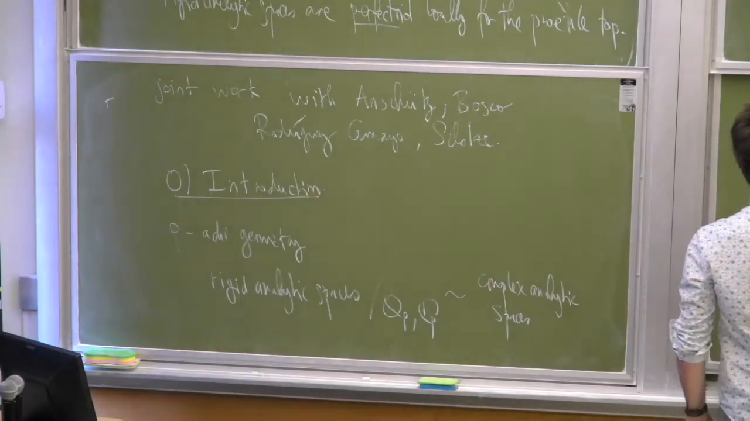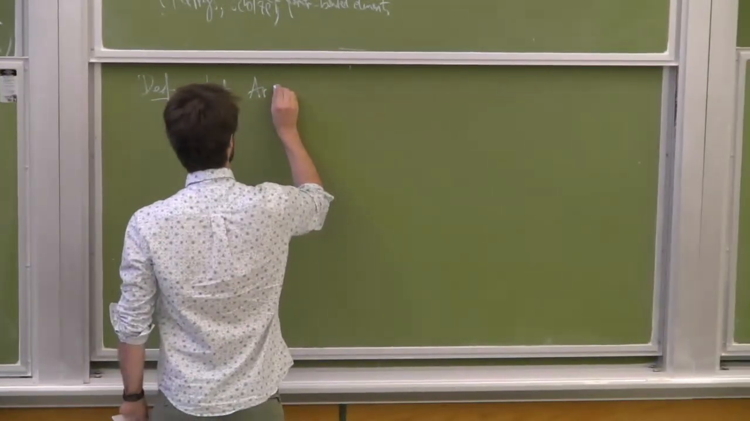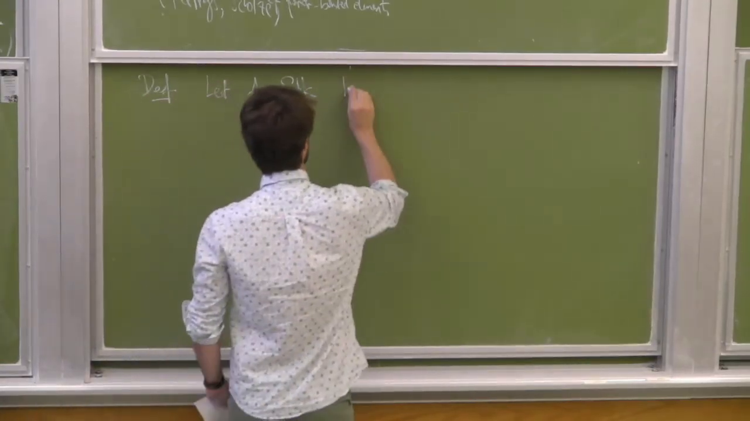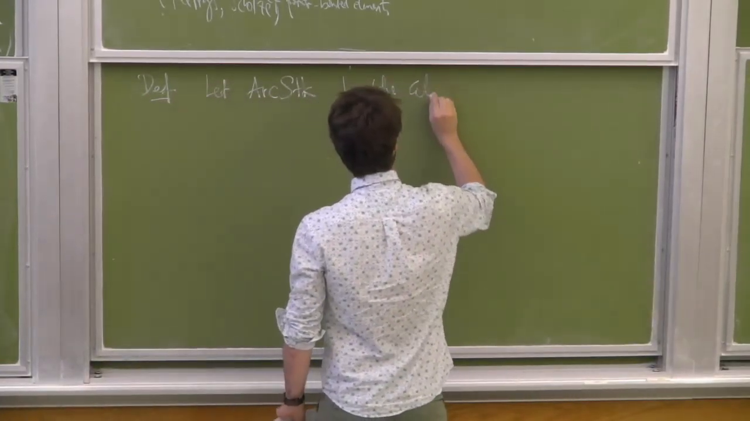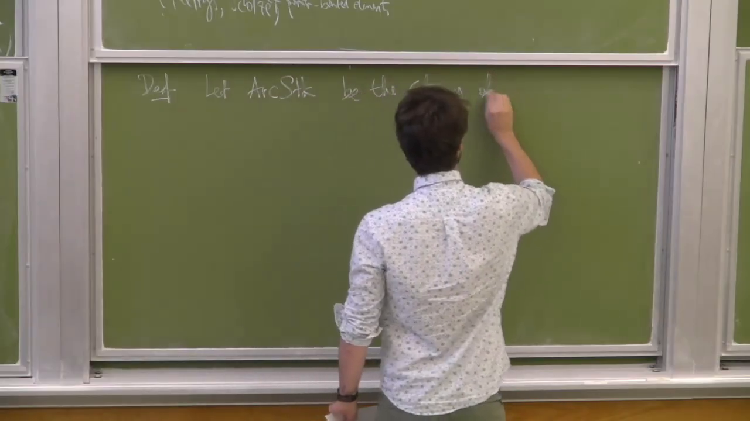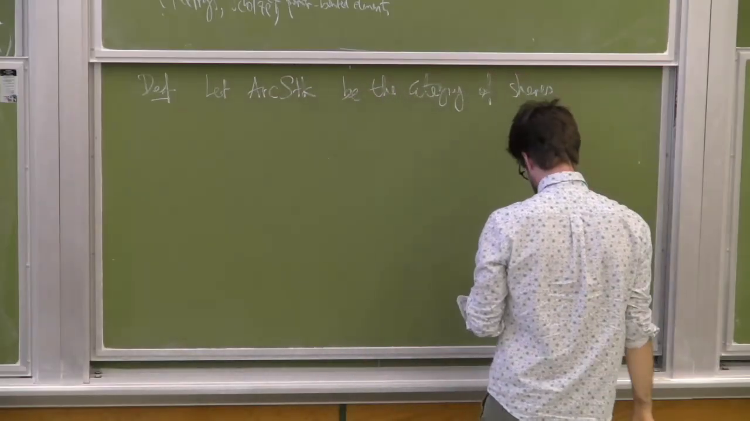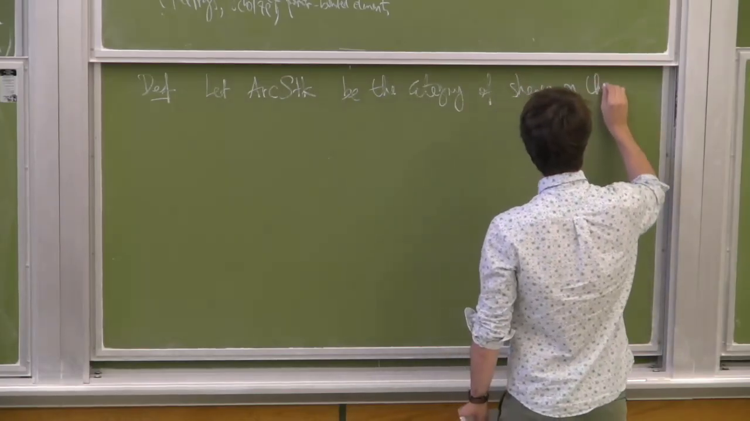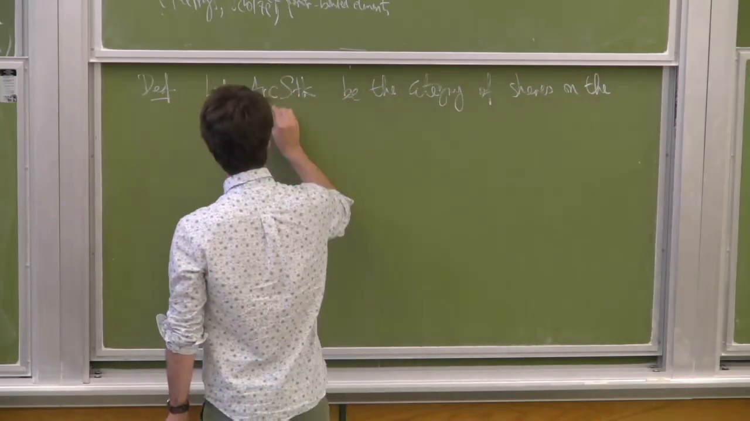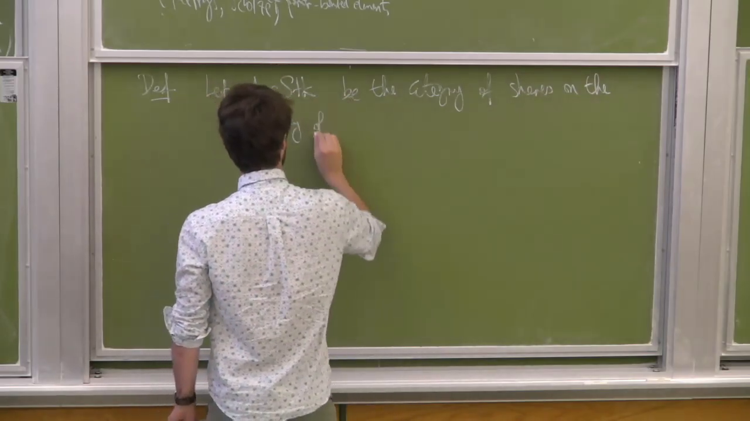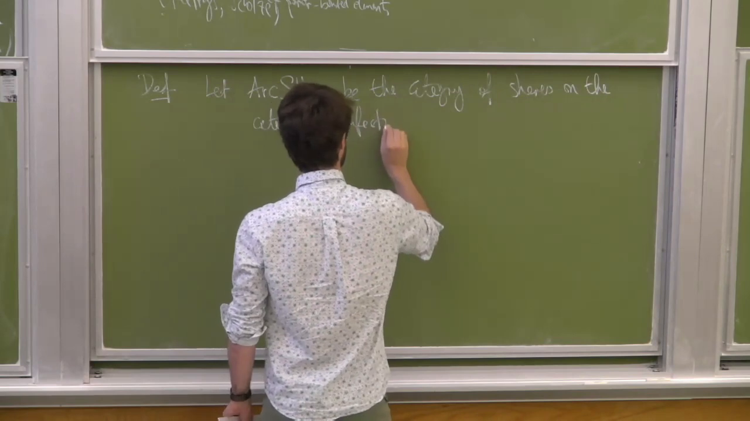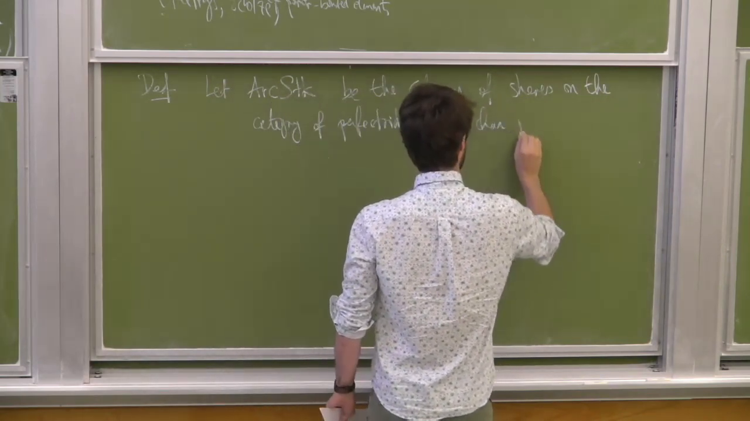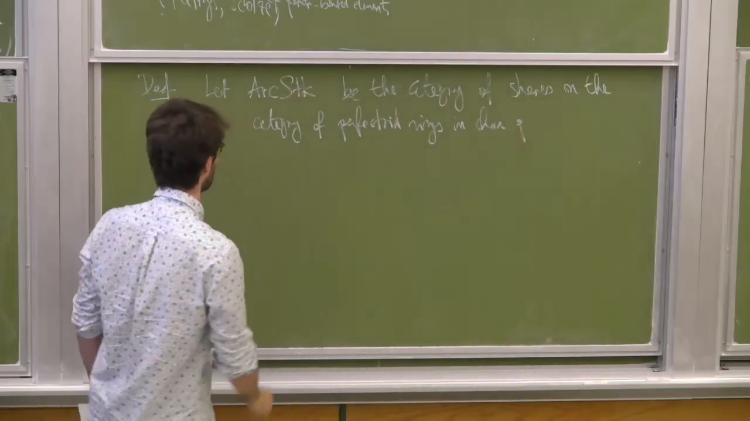So let me introduce a definition. I will let arc-stacks be the category of sheaves on the category of perfectoid rings in characteristic p, endowed with the arc topology.